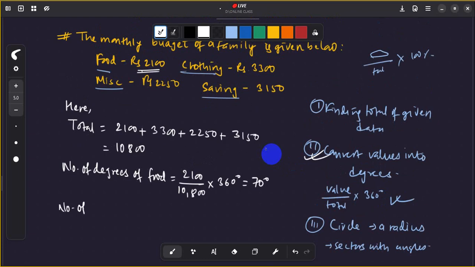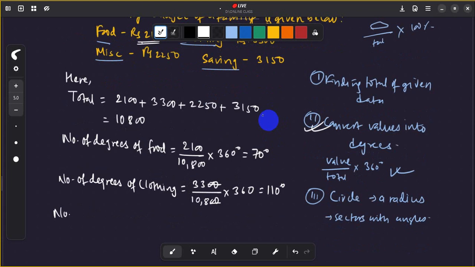Now next is the number of degrees of clothing. The budget of clothing is 3,300 over 10,800 times 360. Now these two zeros get cancelled. It becomes 33 times 360 divided by 108. It is 110 degrees.